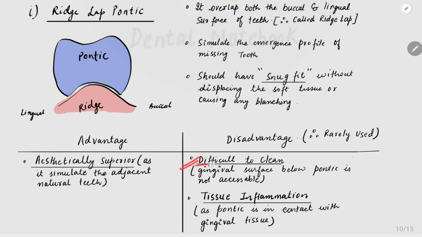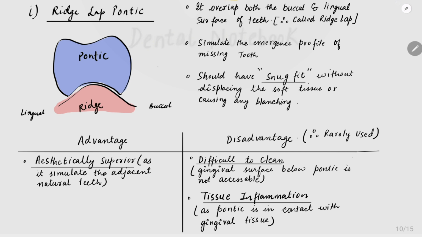So what are the disadvantages? The first disadvantage is it's difficult to clean. Why? Because the gingival surface below the Pontic is not accessible, and therefore it becomes very difficult to clean, leading to the accumulation of food and bacteria around it. The second important factor is tissue inflammation. Though it has a snug fit, because of the occlusion and masticatory forces, there may be chances that it may impinge the tissue, because of which the Pontic gets in contact with the gingival tissue, leading to tissue inflammation. And because of these two disadvantages, which hamper the comfort of the patients, it has limited use.